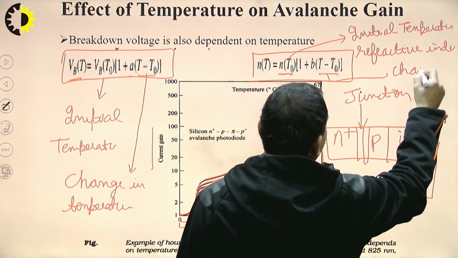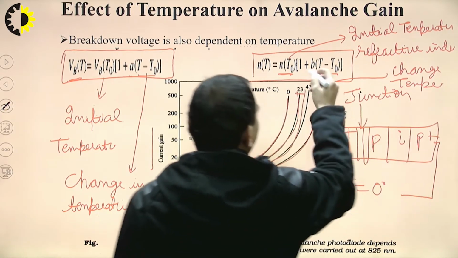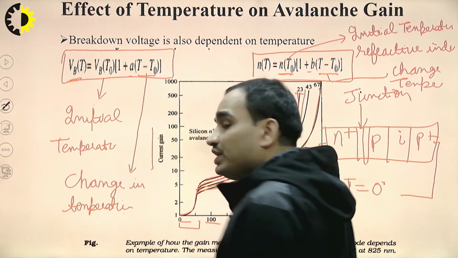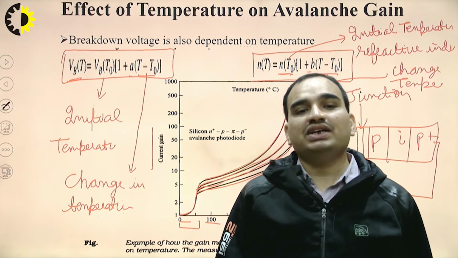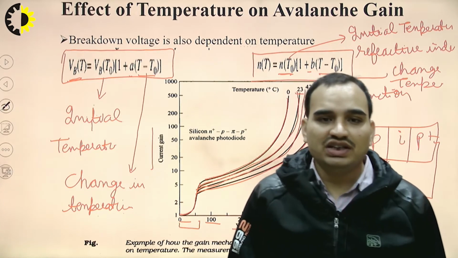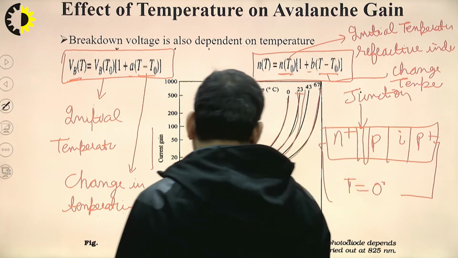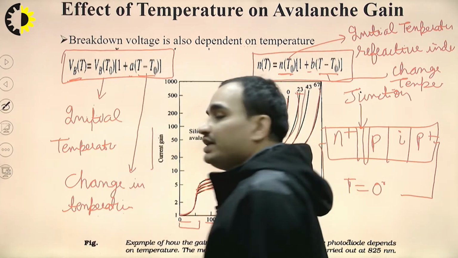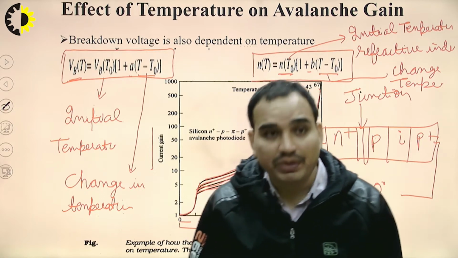So change in temperature is T minus T naught and B is some constant value. So this shows the example of how the gain mechanism of a silicon avalanche photodiode depends on temperature, and the measurement for this device is carried out at 825 nanometers, that is the first optical band.